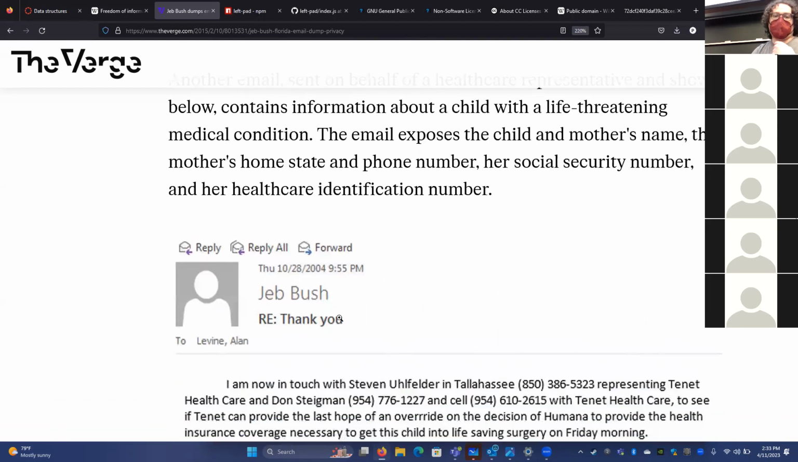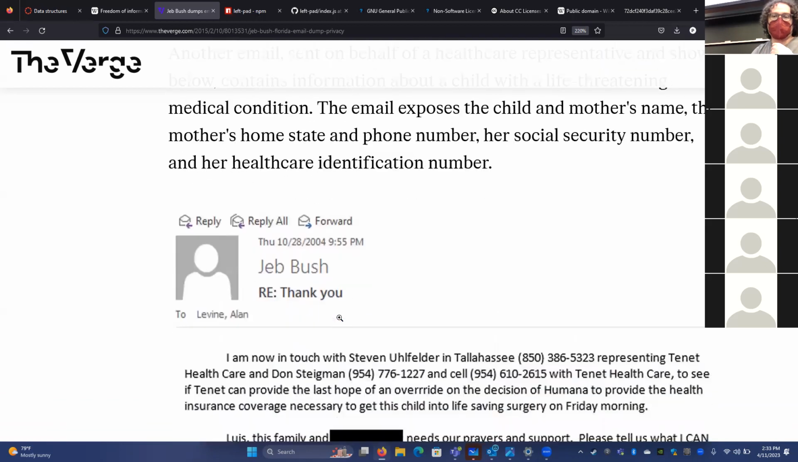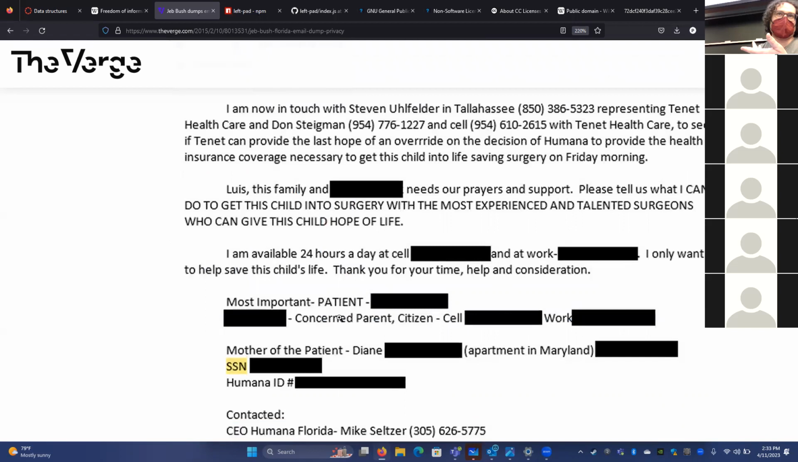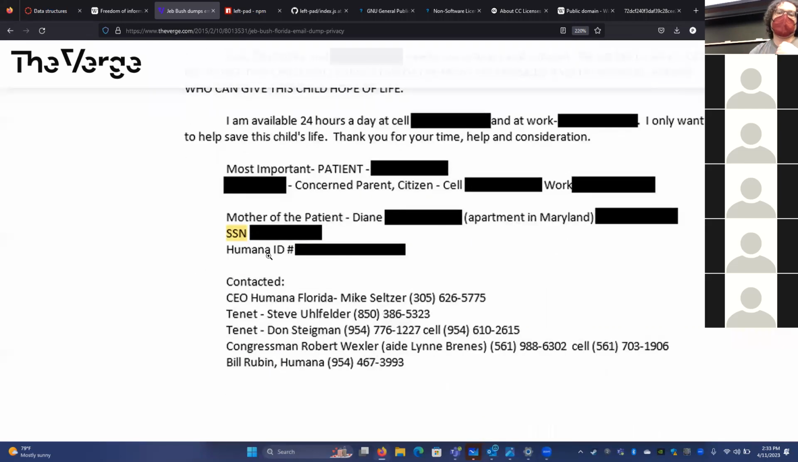Another email on behalf of a healthcare representative. This is all about, again, what I was talking about. This is an email trying to get a kid into surgery, get it paid for by insurance. This is trying to get the governor to help cut through a lot of bureaucratic red tape going on. Okay. Again, social security number, Humana ID number, which is your medical insurance information.